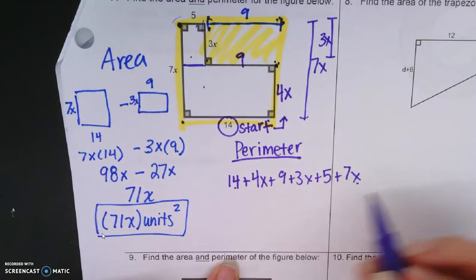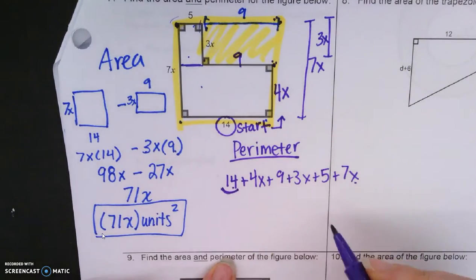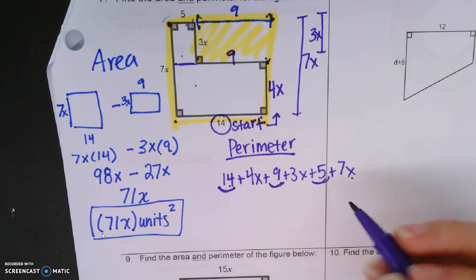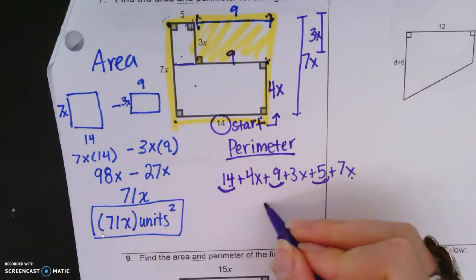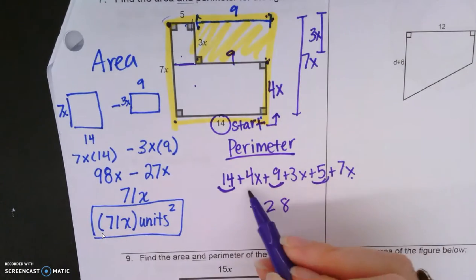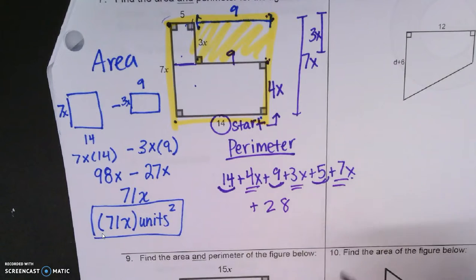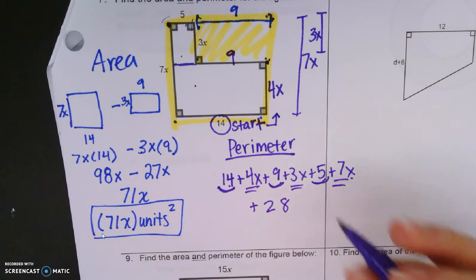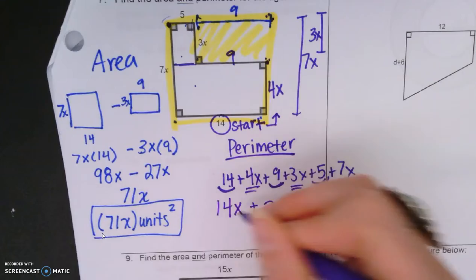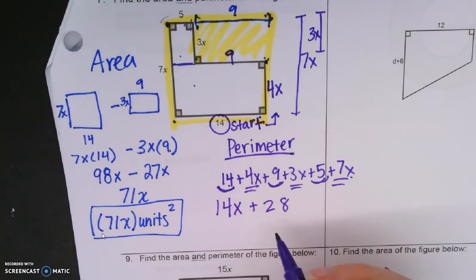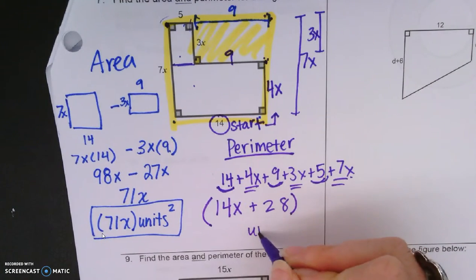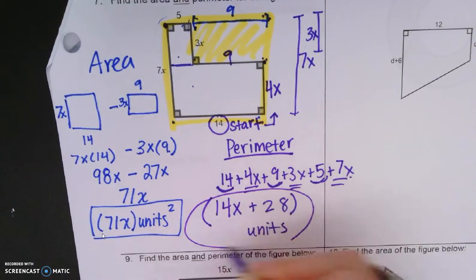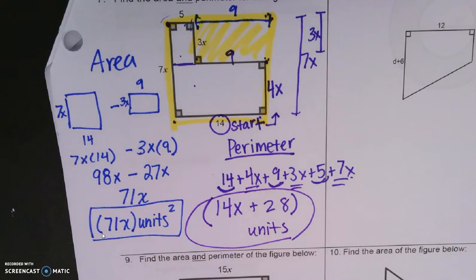So let's see if we can add some like terms. 14 is a like term with 9 and with 5. So I can think about this as 14 plus 9 plus 5, which gets me 28. And 4x, 3x, and another 7x gets you how many x's? Gets you 14x. And we like to put our variable term in front. So it's 14x plus 28, and again, it's a perimeter, so it's just one dimension units. Cool. Great job, you guys.